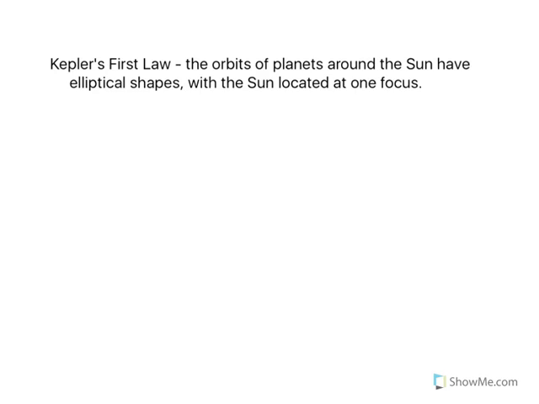In this segment, we're going to look at Kepler's three laws. Kepler's first law tells us that the orbits of planets around the Sun have elliptical shapes, with the Sun located at one focus. If a circular shape is a circle, then an elliptical shape is an oval.